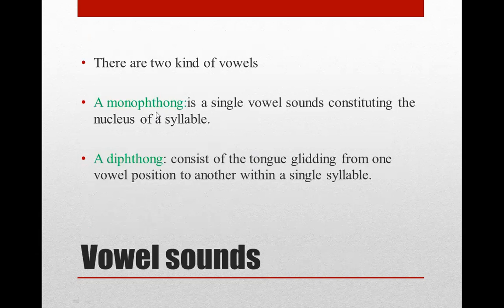And there are two kinds of vowels. The first is the monophthong, a single or simple vowel sound constituting the nucleus of a syllable. The position of the tongue is more or less static, and there is a relatively constant acoustic property or pitch to the sound. And a diphthong consists of the tongue gliding from one vowel position to another within a single syllable. It is produced as one continuous sound, not as a succession of sounds.